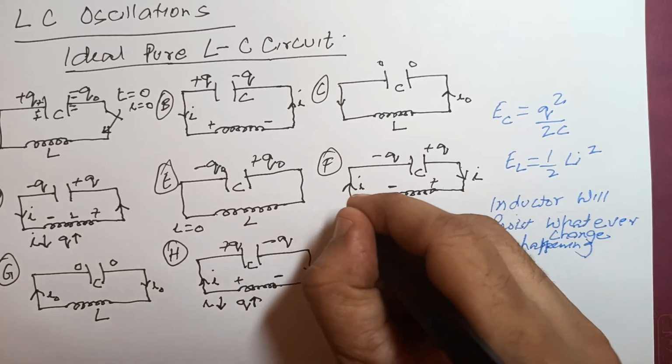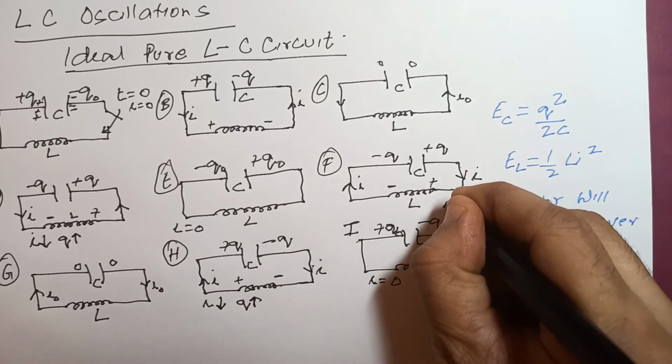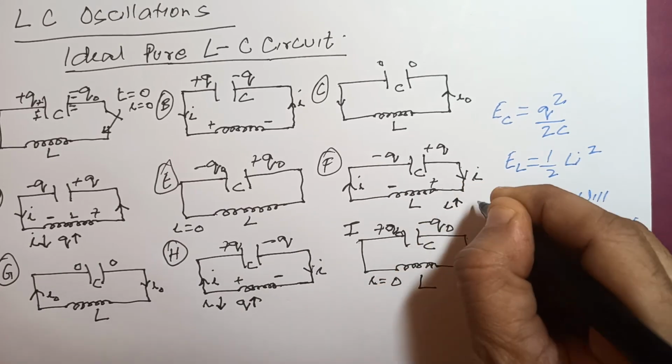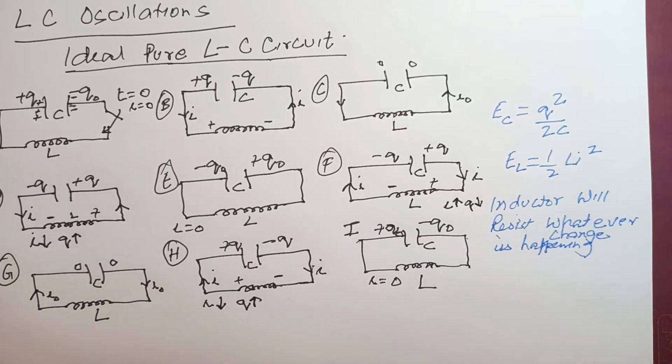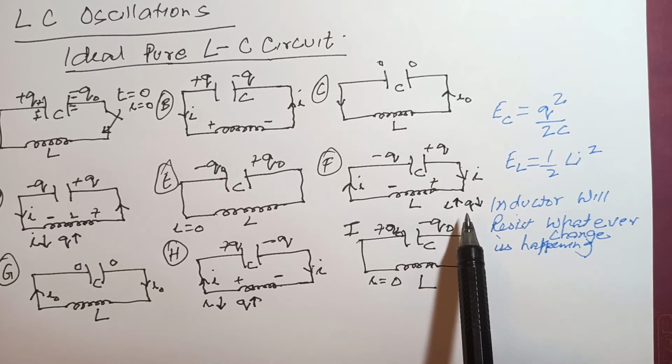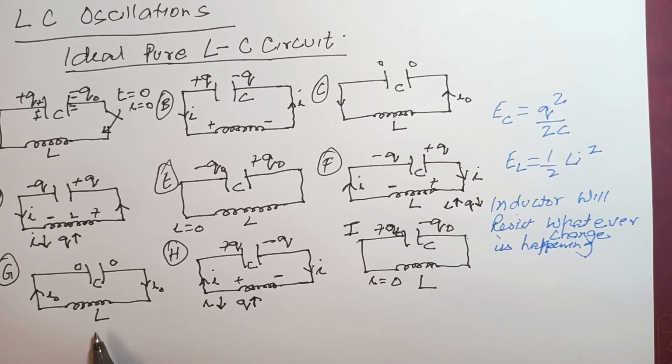Let me write it here. In this case, I will go up and Q will go down. In this case, I already told you, and here the current will decrease, the charge will go up, and it will start accumulating here. And what will happen here? Again, all the charges will get accumulated here and the current flow would be 0.